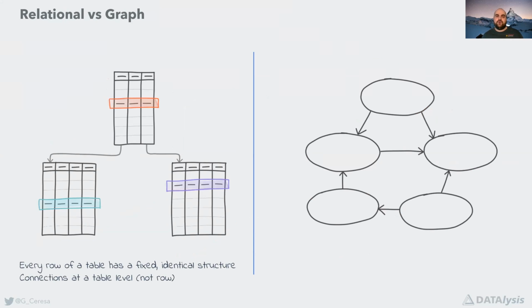If we take an example, one given row in a table always has the same columns as every other row in the same table. And the join is not defined at the row level, it's the table that is joined to another one. And then you can also have, like in this simple example, a mapping table which joins two other tables with some properties.